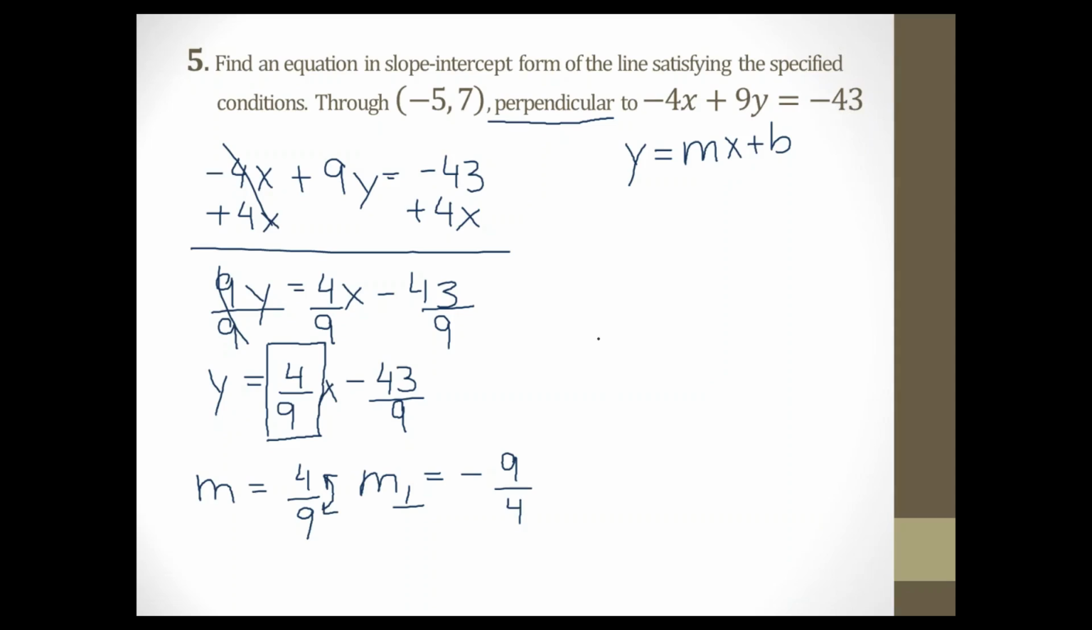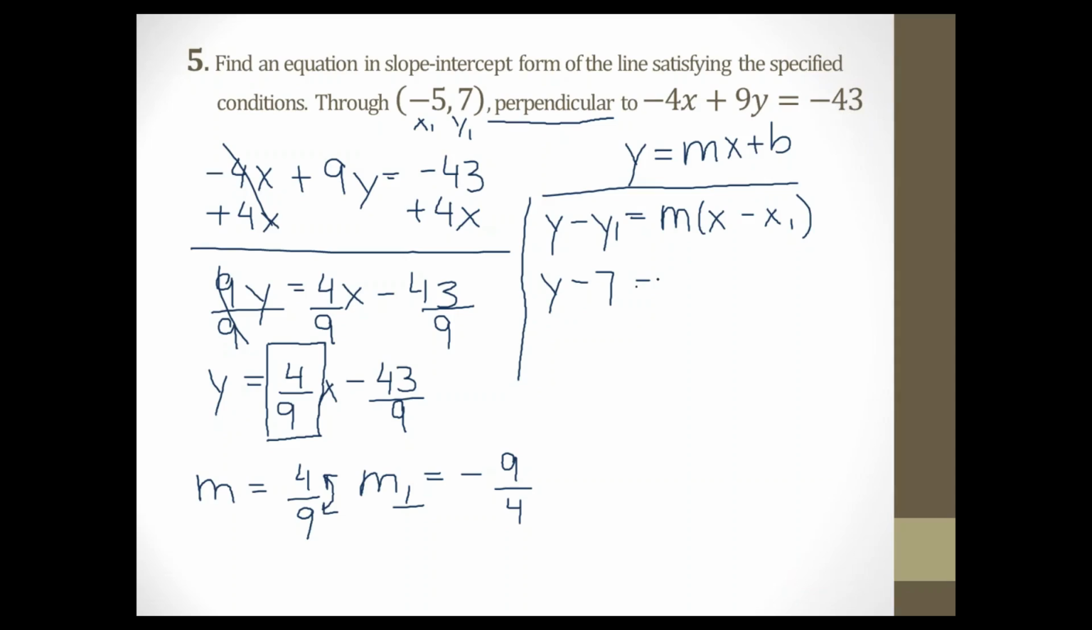So the slope of the line that I'm trying to put together would be negative 9 over 4. And now, just like in our previous problem, we need the other formula, which is the point slope formula: y minus y1 is equal to m times (x minus x1). Plugging in my information, I've got my point x1 and y1, and I've got my slope. So y minus my y1, which is 7, and then my m of the perpendicular line, negative 9 over 4, and then x minus my x1, which is negative 5.